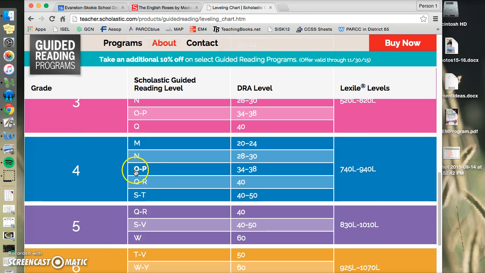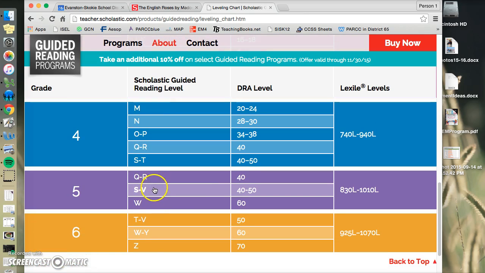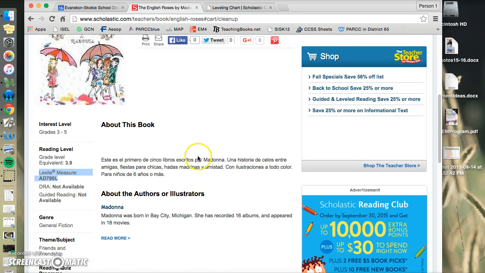As you can see by the O through P, Q through R, S, T, etc. So you can scroll through here. This chart has Z at the end of 6th grade. I've seen it all the way up to 8th. So again, it is somewhat arbitrary, but at least the Lexile can be used to give you an approximate level for these books.